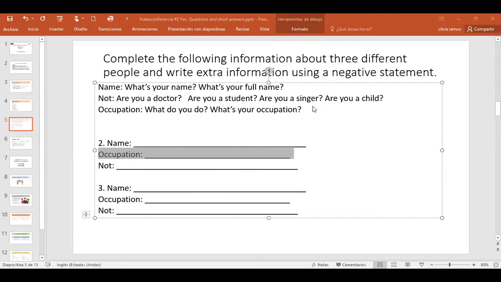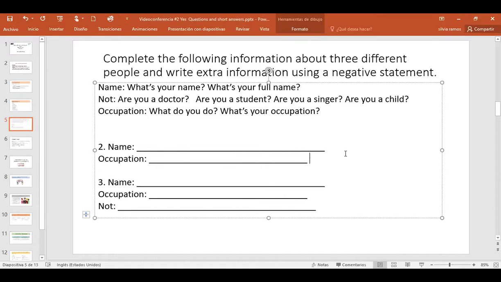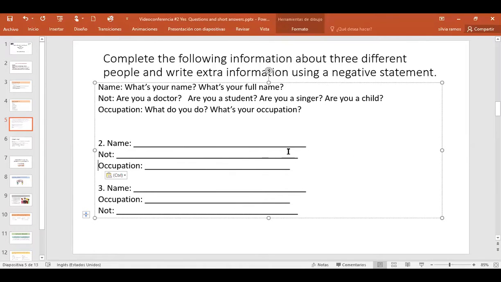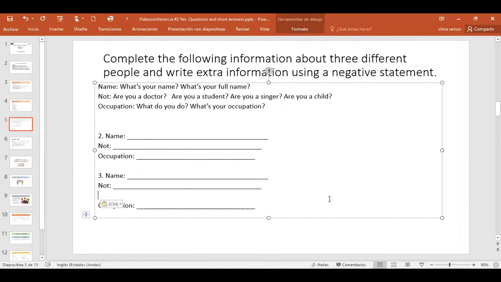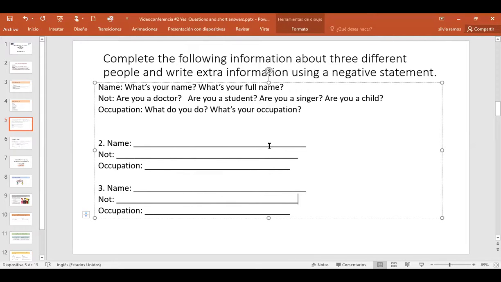Okay, very good. When we say not, for example, we can put this in the middle. Let's put it in the middle when we ask not. For example, I can ask, Joanna, are you a truck driver? No, I am not. Okay, very good. Nimia, are you a student?